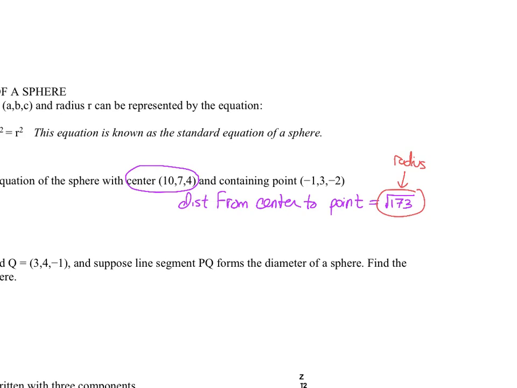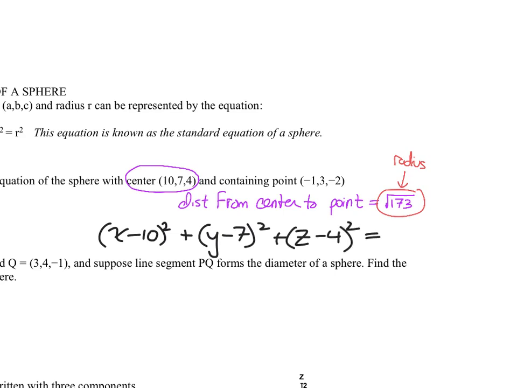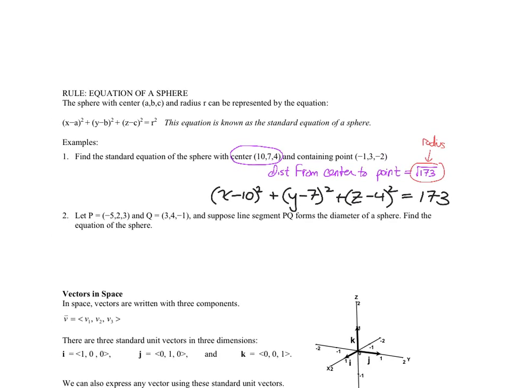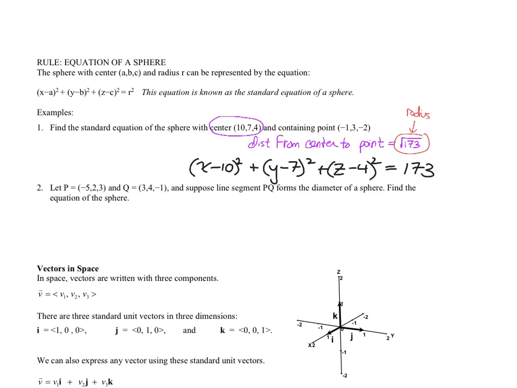So we have what we need, and so we're looking at x minus 10 squared plus y minus 7 squared plus z minus 4 squared is equal to the square root of 173 squared, which is 173. All right, so I'm going to pop a nice star on number 2 for you.